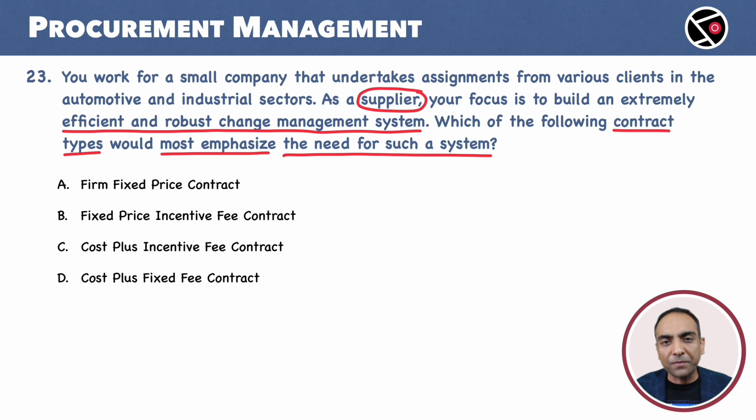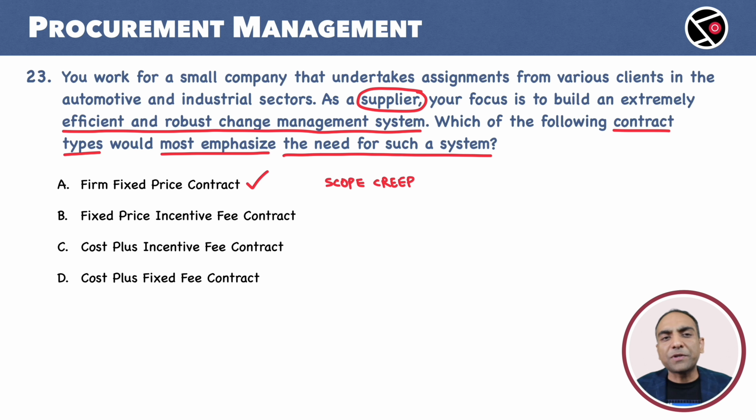Very important. Remember, in FFP, the price is fixed. The buyer pays a fixed amount to the supplier. 100% risk is on the supplier. Change control is extremely important to avoid scope creep. Increase in scope means more cost. But without agreement on the change, the cost is on the seller. Definitely, A is our choice.